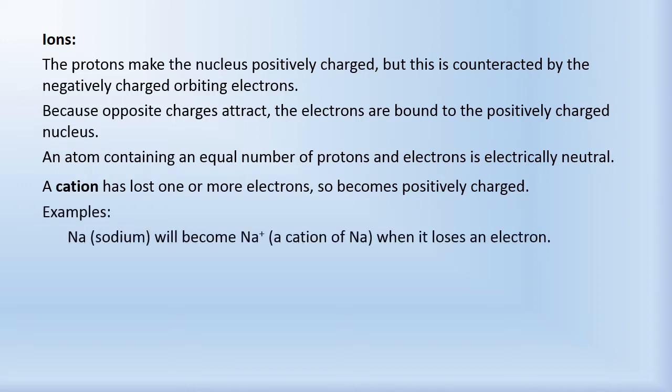Good examples here are sodium, Na, which will become Na+, a cation of Na, when it loses an electron. Notice here we're using the chemical symbol and a small plus to denote it. And this is because it's more precise than just writing sodium, because if we write sodium, we have to write the word cation. So it's much easier and more accurate to use the chemical symbol and the little plus symbol.